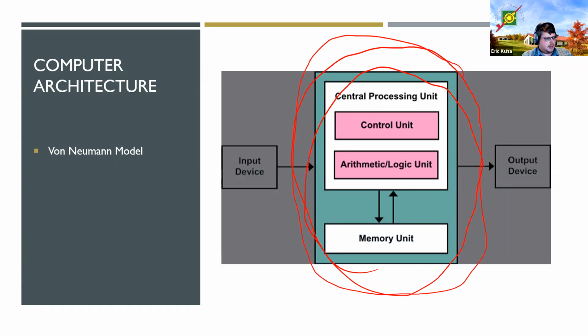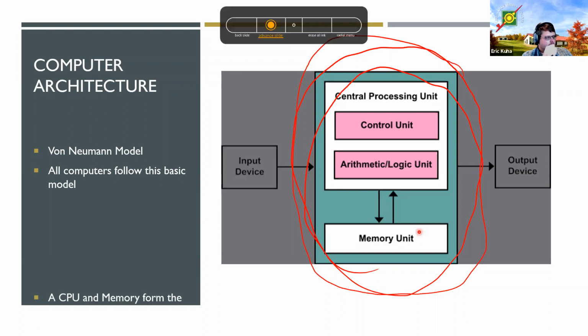The CPU and the memory, what we call the processor and the RAM, is kind of the modern terms for it. Yeah, so the CPU and the memory module, those are the computer.